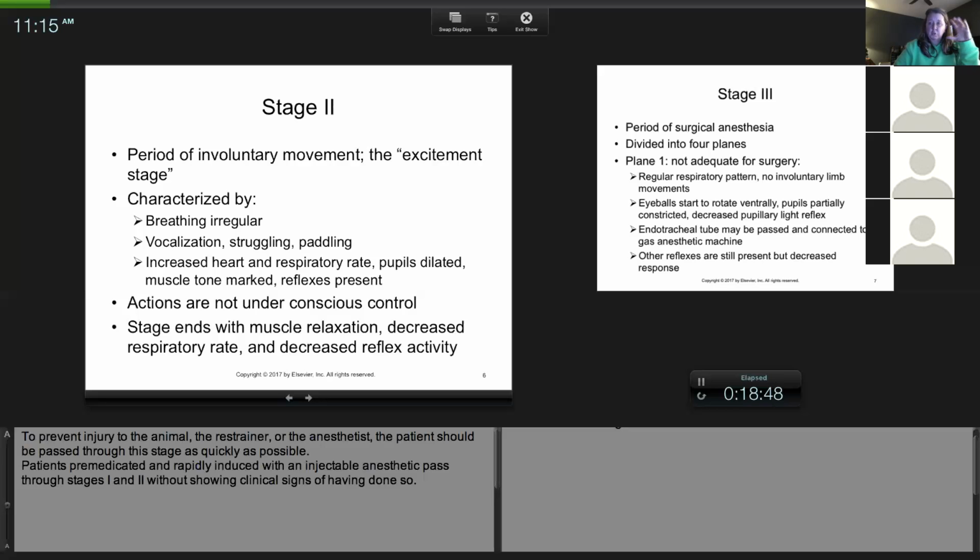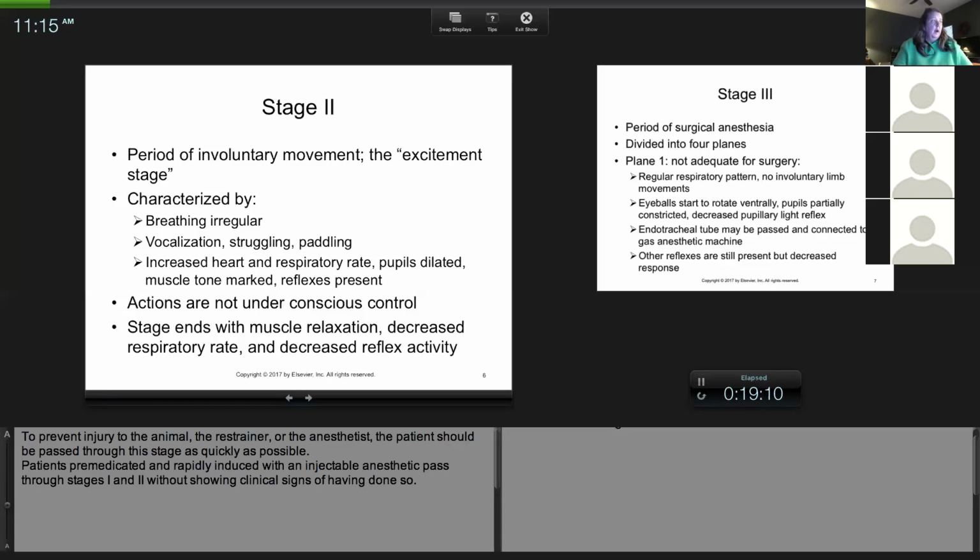Stage 2 is kind of like, whether you're religious or not, people talk about heaven and hell and there's purgatory. Stage 2 is like purgatory, except you're either going to go to heaven or hell. You're not going to hang out in purgatory. Think of it as a mid-stage, kind of in between.